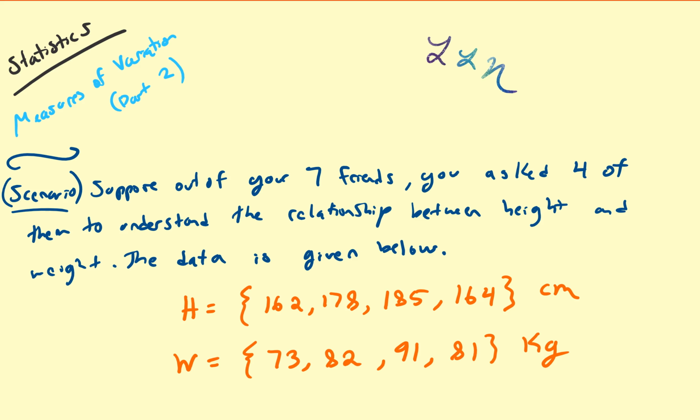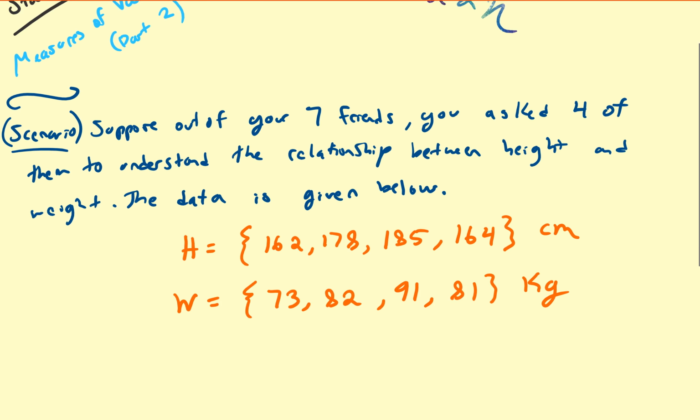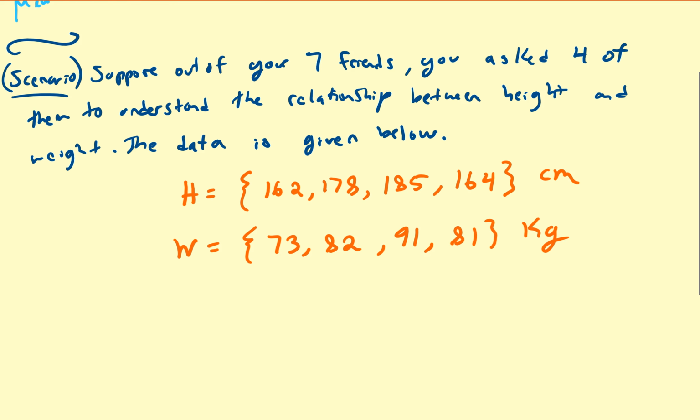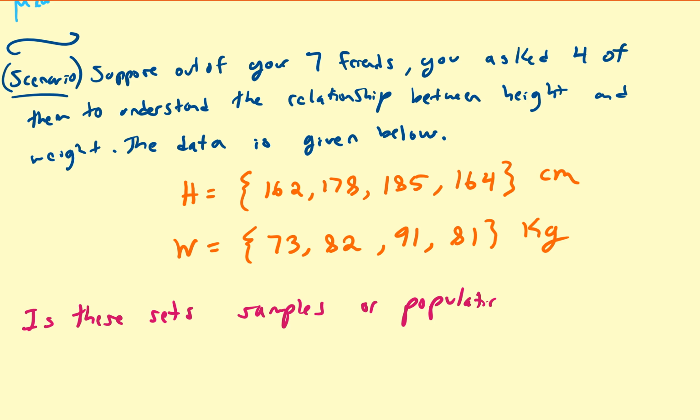So let us assume that we want to understand the variation between these values in each of these sets. So the first thing that you need to figure out is, are these sets samples or populations? Think about it just for a moment. If you answered samples, then you're correct.